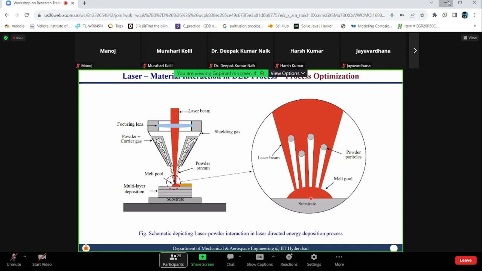Okay. Now I know my input energy. Now I know the energy reaching the substrate. So now I know the fraction: what is the amount of energy absorbed by the powder, and what is the amount of energy coming onto my power meter?